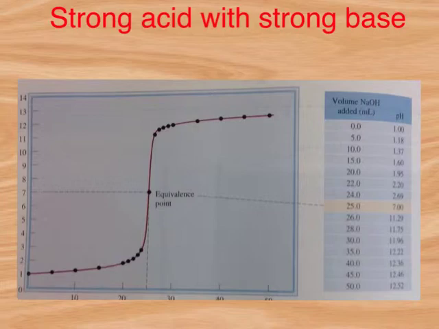Now the end point is probably not going to be right at 7, because the end point is going to be when you see the color change. So we might have gotten to here and then added one more drop, and then bam, our color changed. Notice that the pH up here is like between 11 and 12, which is pretty high. That's where we would have seen the color change. So the end point is where you see the color change with the indicator, indicating that the reaction has gone past the equivalence point.